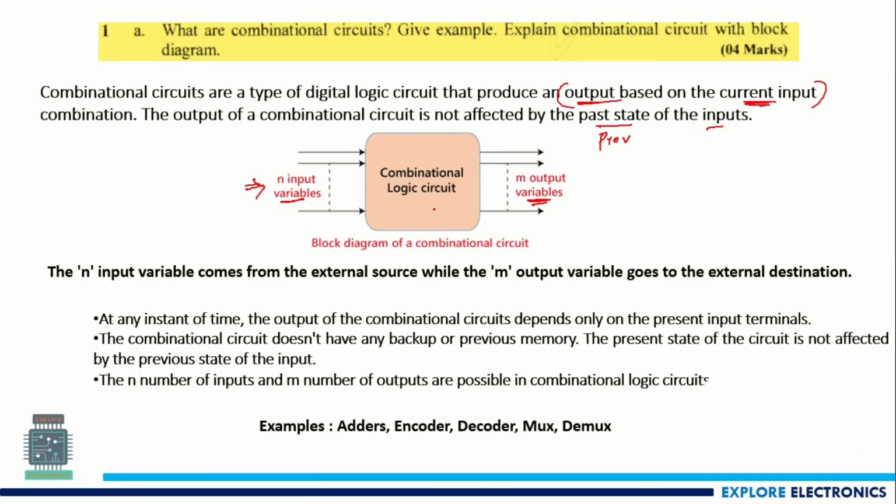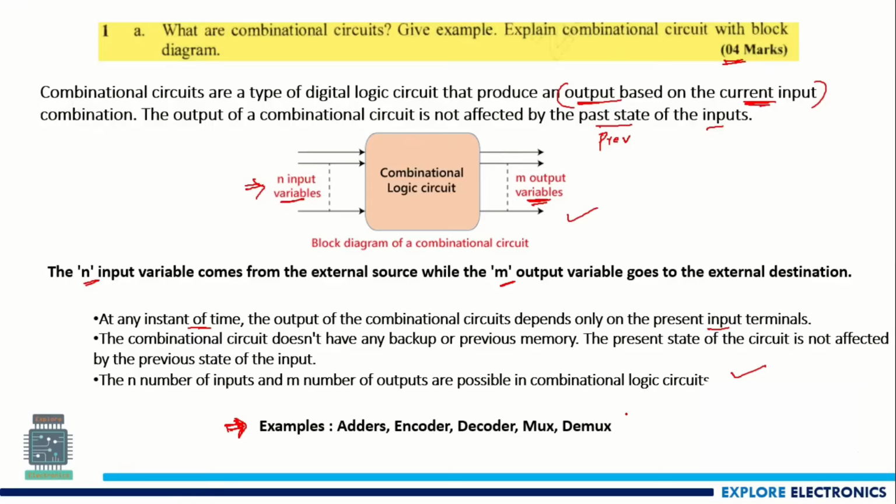This is the block diagram you need to write. Explain combinational circuit with a block diagram, they have asked. So we have written the block diagram, and n number of input variables will be there, m output variables will be there, and at the instance of time the output will be generated depending on the present inputs. These are the things you can explain. Better to write examples over here. They have not asked the examples to write, but it's good to write the example so that you will get maximum marks. So adder, encoder, decoder, mux, demux are the examples for combinational circuits.